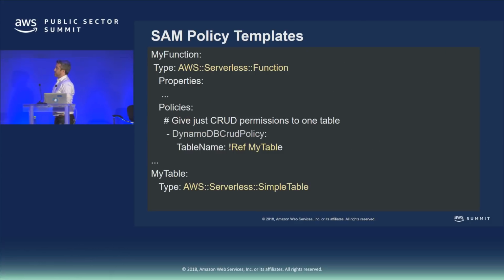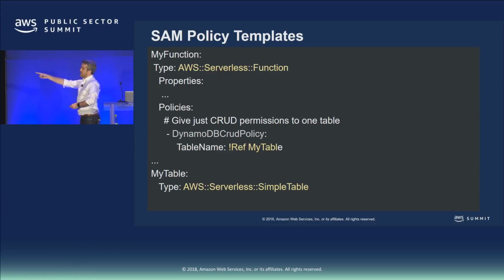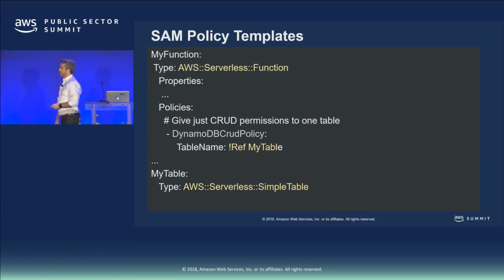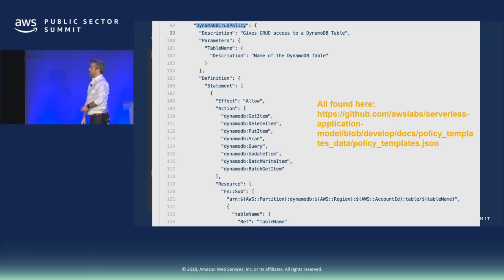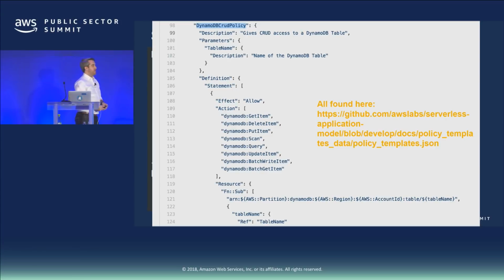Another helper that we have is something called SAM policy templates. Inside of my serverless function, I have a policy. That policy that's defined is called DynamoDB CRUD policy, and then it references a table name, which we see down below is from a simple table. What this is actually going to do is expand out to a full policy that's been predefined as part of SAM. You could go into the SAM repo and find the policy templates.json.